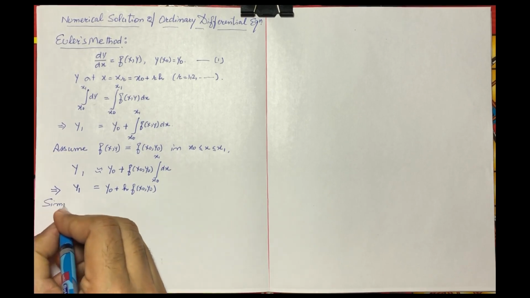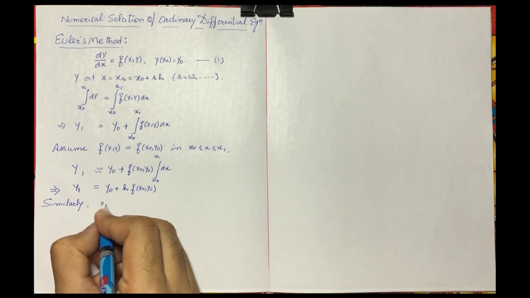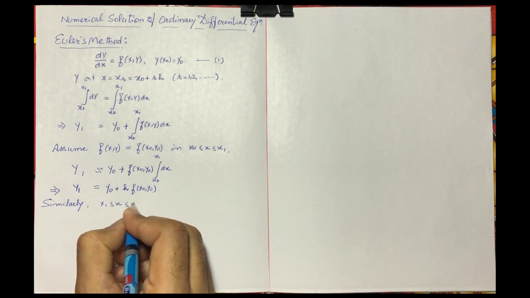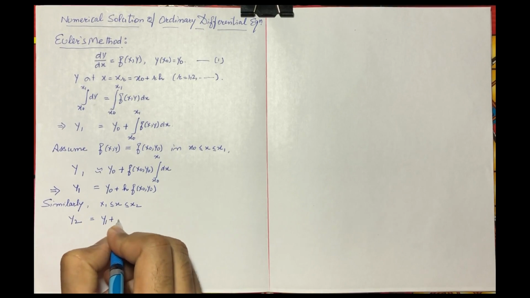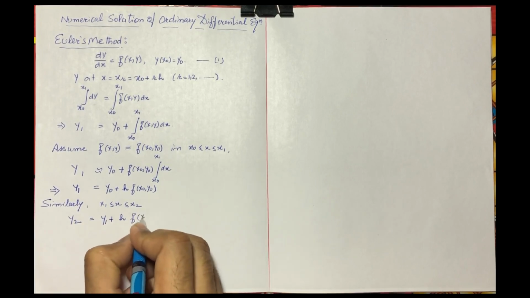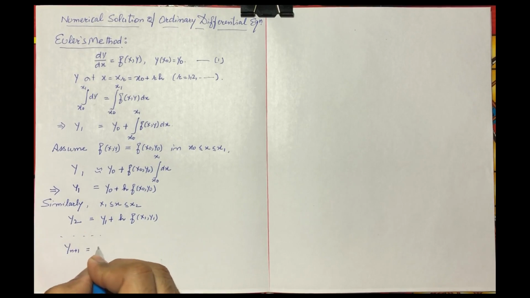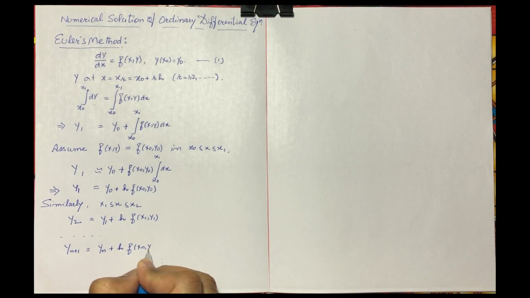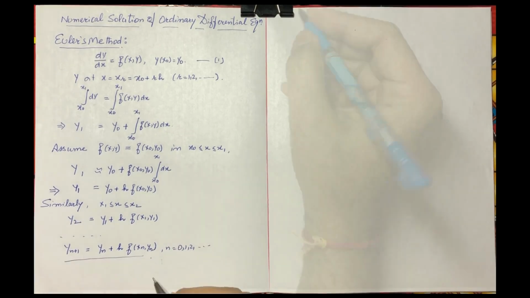Similarly, we will get solution for x1 to x2, y2 equals y1 plus h f(x1, y1). So continuing like this, we get y(n+1) is equal to yn plus h f(xn, yn) for n equals 0, 1, 2, 3, and so on. So this is called Euler's method.